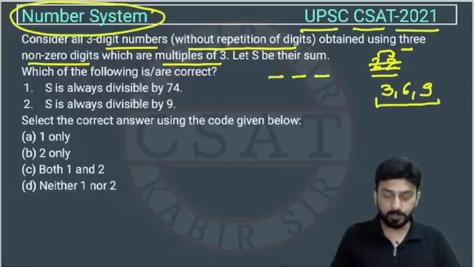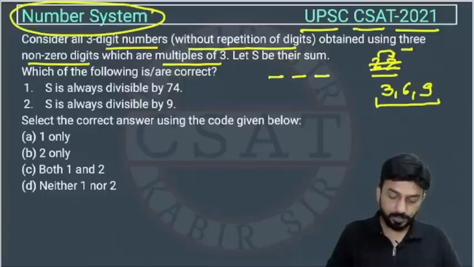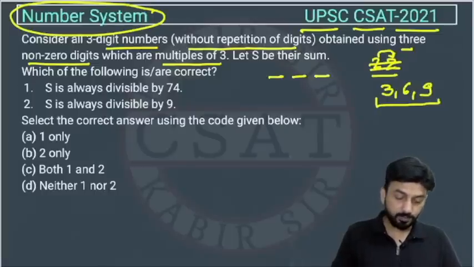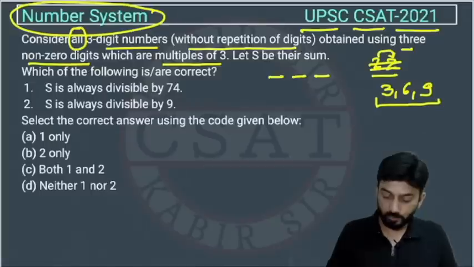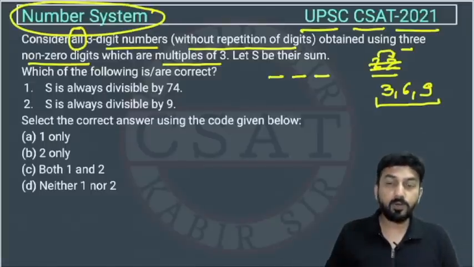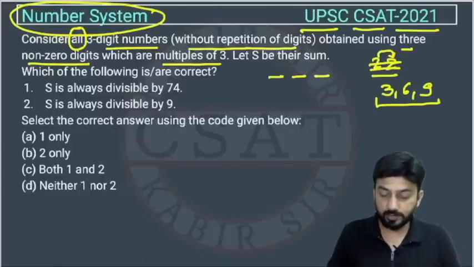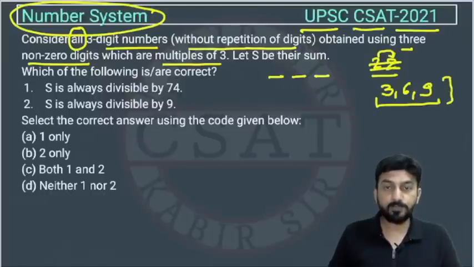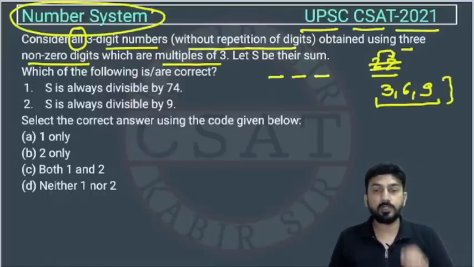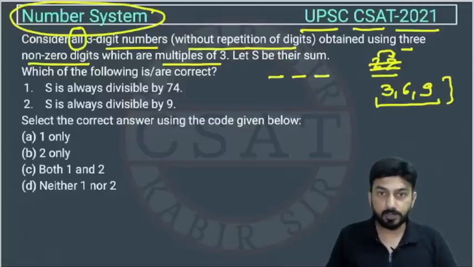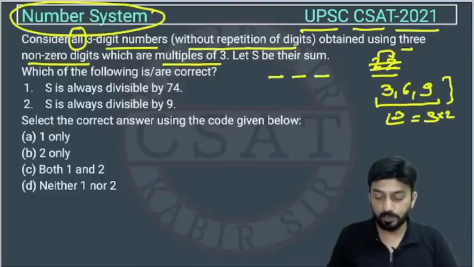Now let S be their sum. We have to consider all 3-digit numbers. How many numbers can we form? We have to write all the possible numbers with these 3 digits. If you use the permutation and combination concept, we have 3 numbers, so we can arrange them in factorial 3 ways. Factorial 3 is 3 into 2, which means a total of 6 possibilities. In 6 ways we can arrange them.